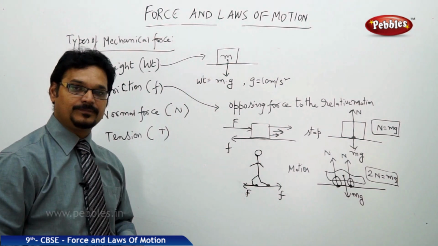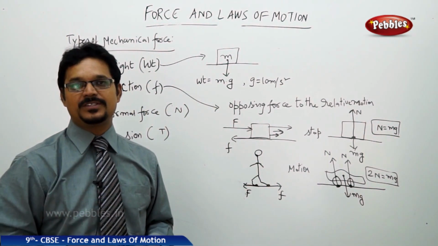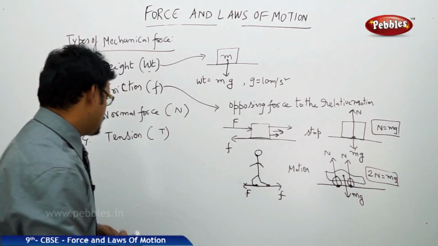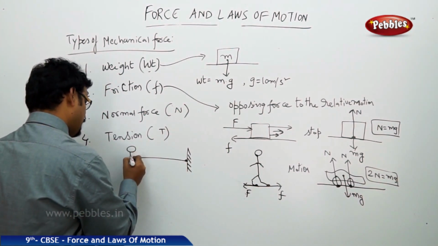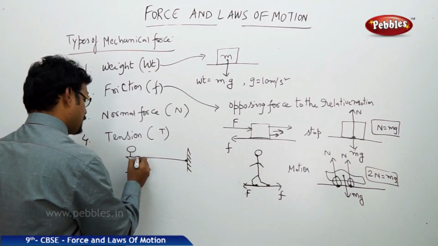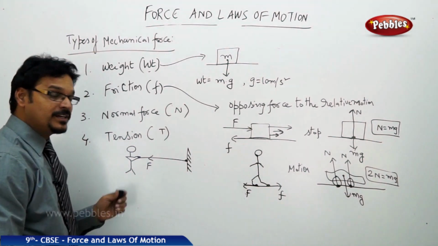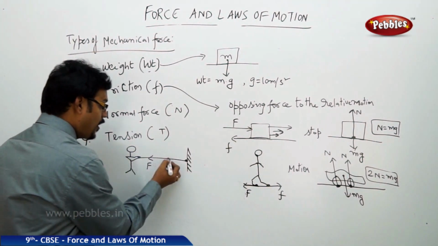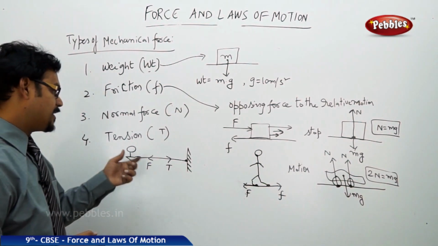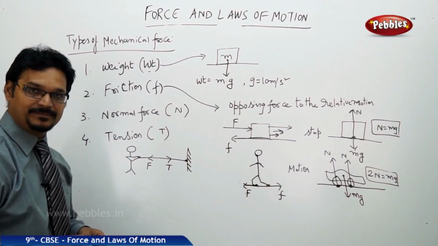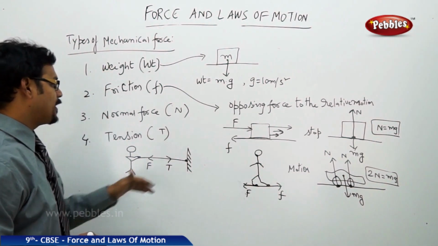Last one, tension. How do you feel tension? Tension you can experience in ropes, strings, threads, etc. Suppose there is a wall, and to the wall a rope is fixed. Now you are pulling the string in this direction, so the force is towards you. When you pull, the string doesn't break because there is an equal and opposite force developed by the string, and that force is tension. So tension is experienced when you're working with strings. It is always opposite to the applied force. So like that, we have four types of mechanical forces.